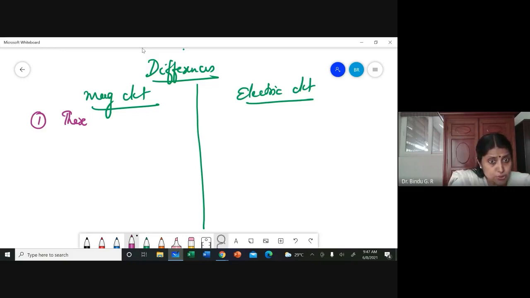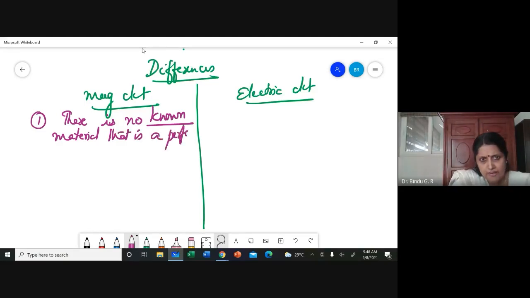Okay. There is no known material that is a perfect magnetic insulator. Okay. Because air is also magnetically conductive.